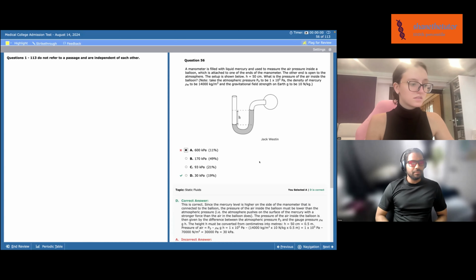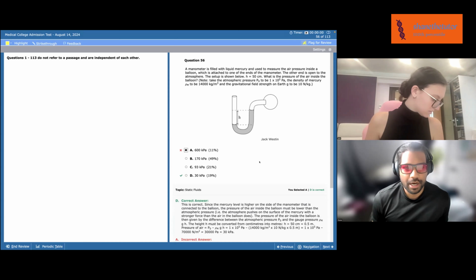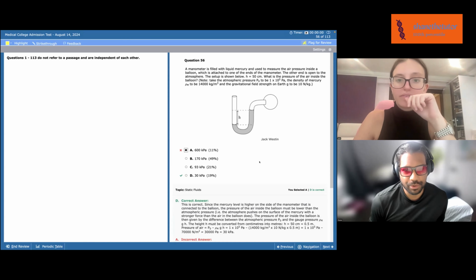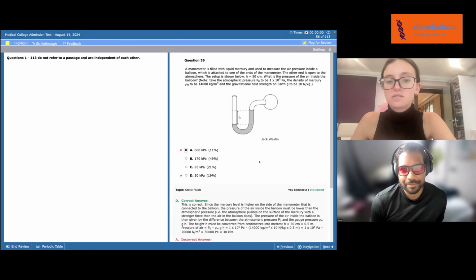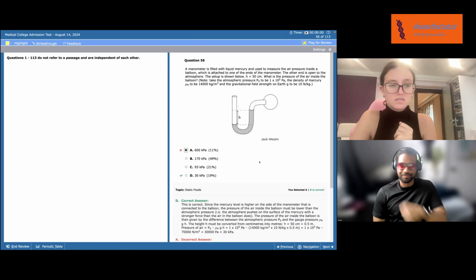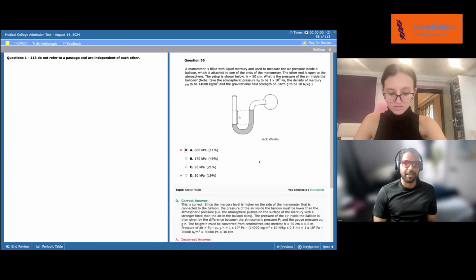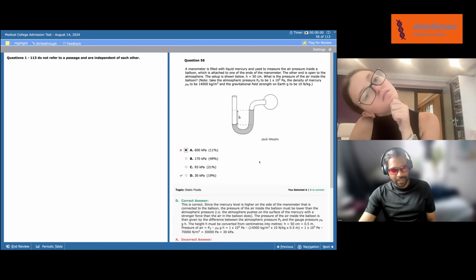All right, so we have this manometer filled with liquid mercury, and it's used to measure the air pressure inside of a balloon, which is attached to one of the ends of the manometer. The other end is open to the atmosphere. The setup is shown below with the height and the pressure.